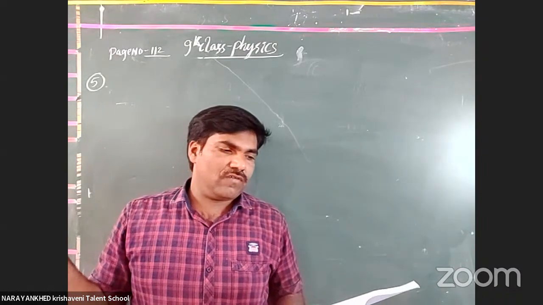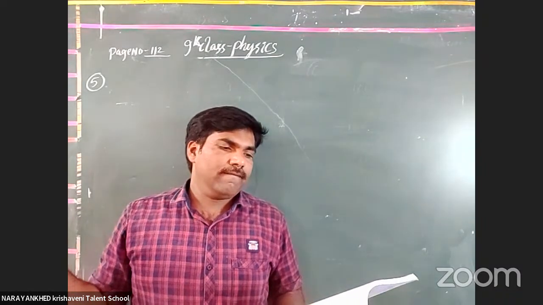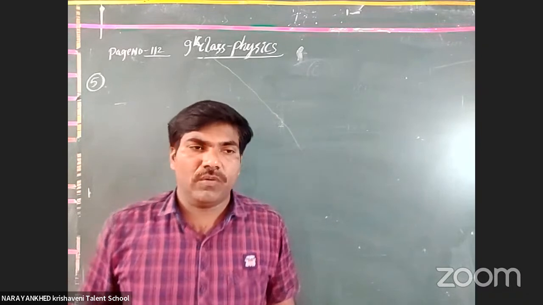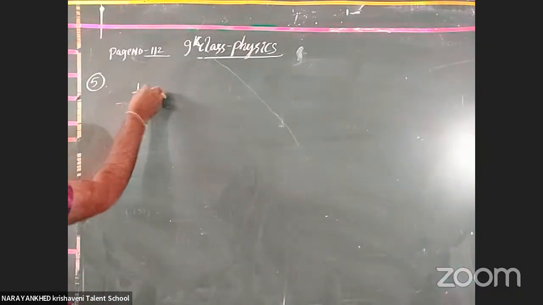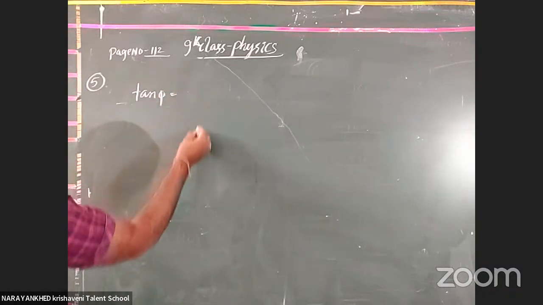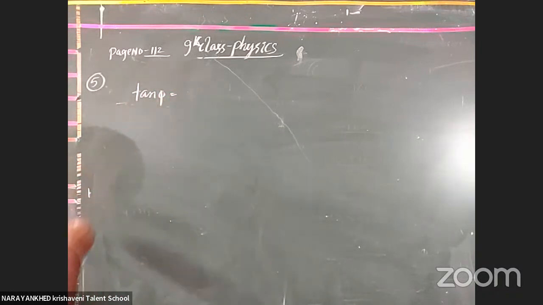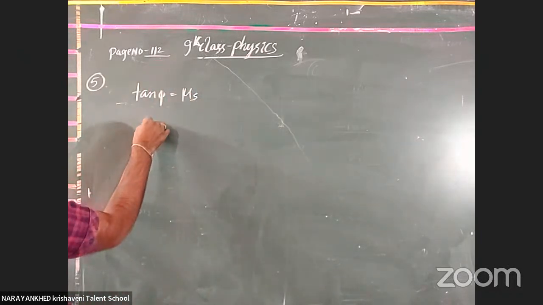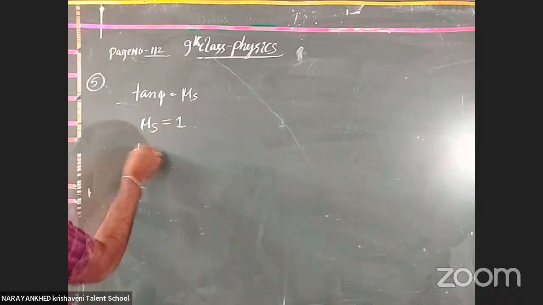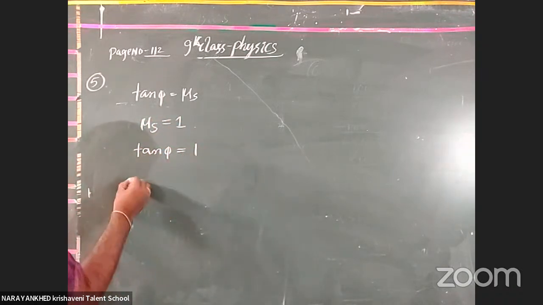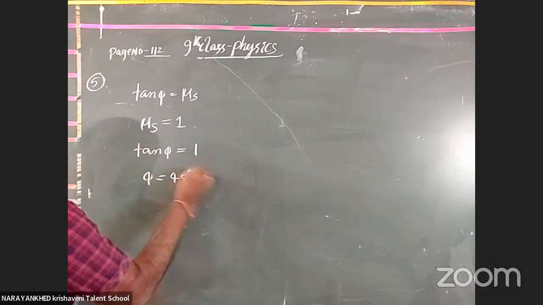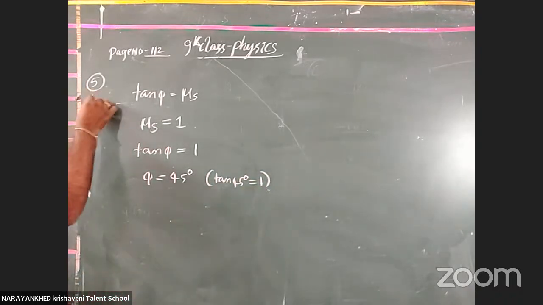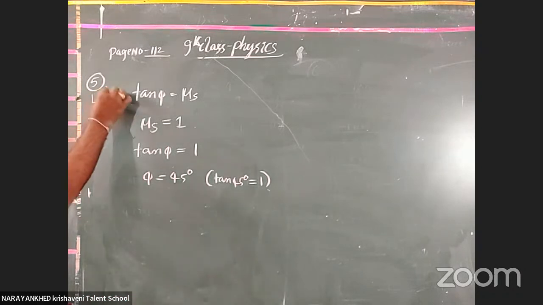The contact surfaces of one body support the other till the inclination is less than what? Okay, you know very well the friction angle formula: tan phi is equal to mu s. Here mu s is given as 1. Then tan phi is equal to 1, so phi is equal to 45 degrees. Why? Tan 45 degrees is equal to 1. This is the answer. The fifth question answer is B.